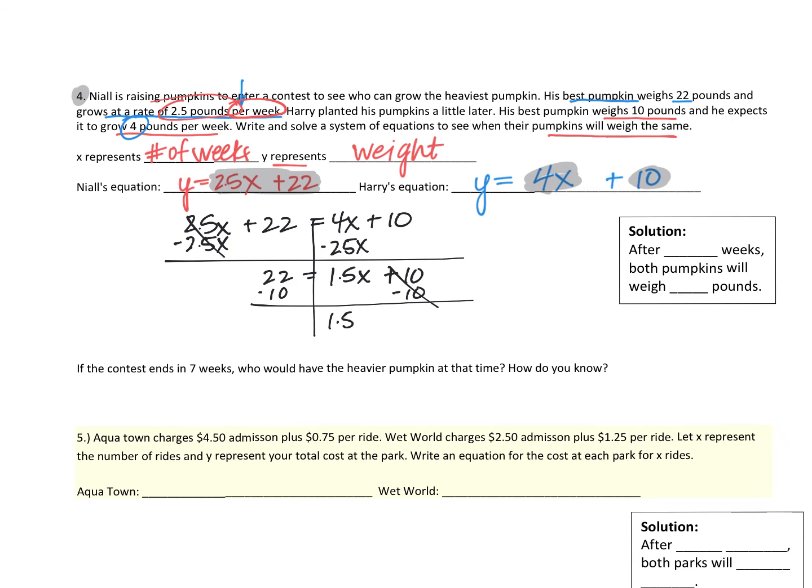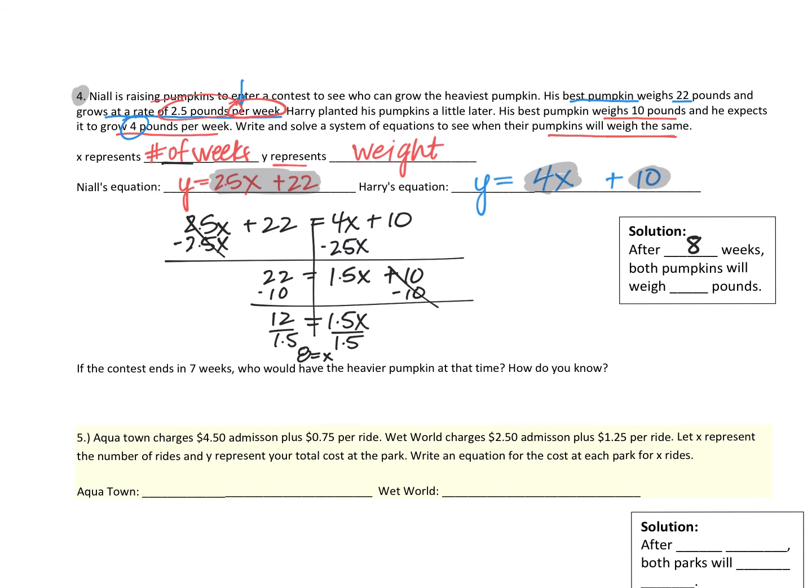Okay, I get 1.5x equals 12. Okay, one more step, divide by 1.5. And I end up with x equals 8. Okay, so again, x was the number of weeks. So my solution is going to be after 8 weeks, both pumpkins weigh, well, to figure that out, now it's like I do a check.